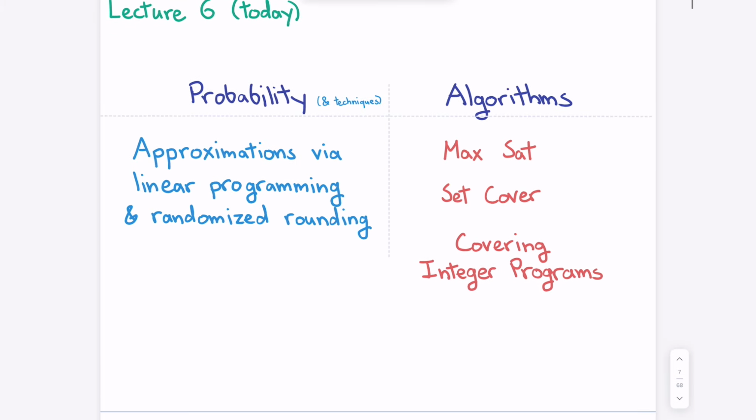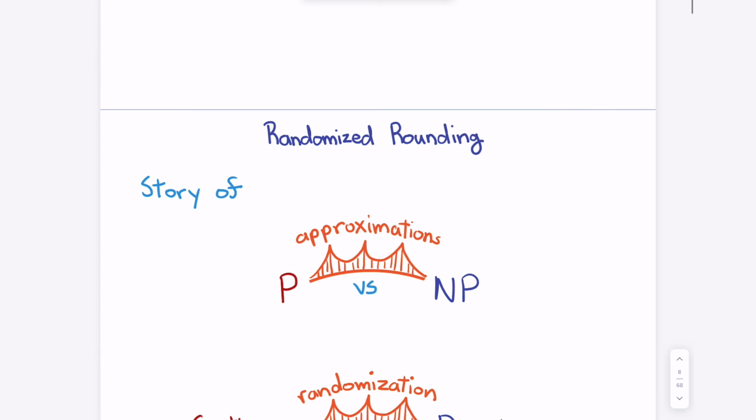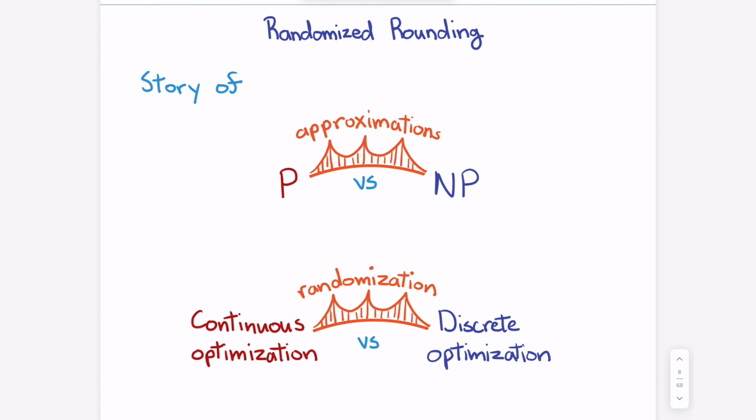Okay, so today's going to be about approximation algorithms, and a standard technique for it called randomized rounding that's useful for many approximation algorithms. And the three examples I've chosen: one is MaxSAT, which I'll introduce in more detail in a moment. Another is set cover. And then if time permits, there's covering integer programs, which is sort of a generalization of set cover.